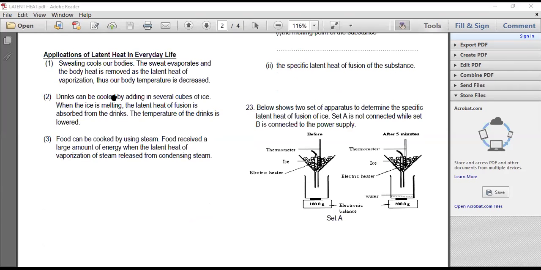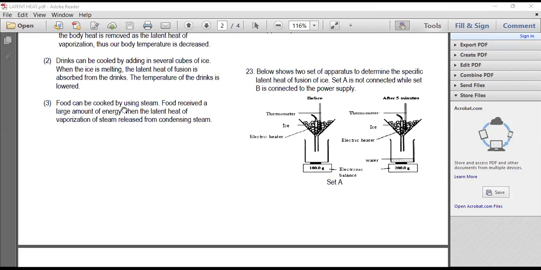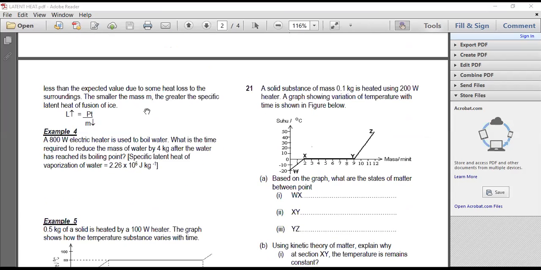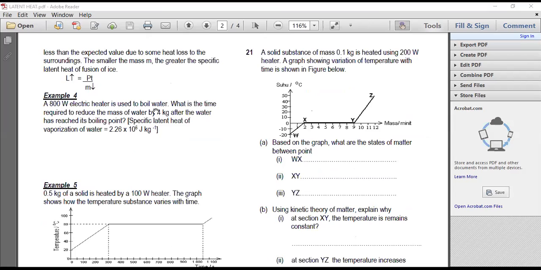Now, drinks can be cooled down by adding several ice cubes, same thing. When ice melts, it will absorb latent heat of fusion from the drinks. Because of that, the temperature decreases. And then food can be cooked using steam. When steam condenses, it will release latent heat of vaporization. It releases a huge amount of latent heat of vaporization, so the heat can be used to cook the food.